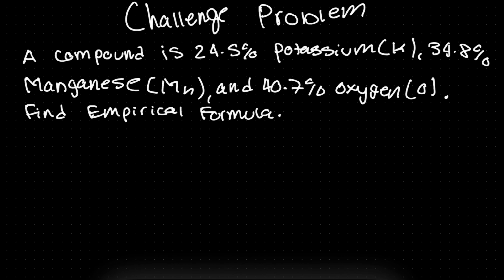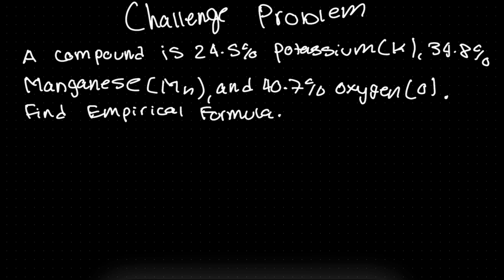Okay, so our challenge problem here is: a compound is 24.5% potassium, 34.8% manganese, and 40.7% oxygen. Find the empirical formula. So remember to follow the steps. Start by assuming it's 100 grams. Each one is 100 grams. All right, how about you guys pause the video, try to find this on your own, and then I'll go step by step. Okay, so hopefully you guys have got your answer.